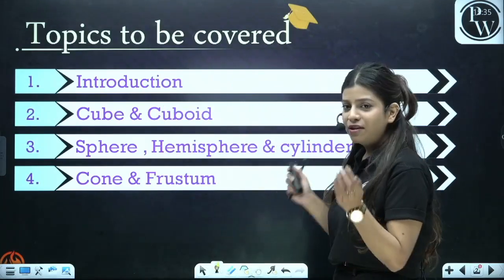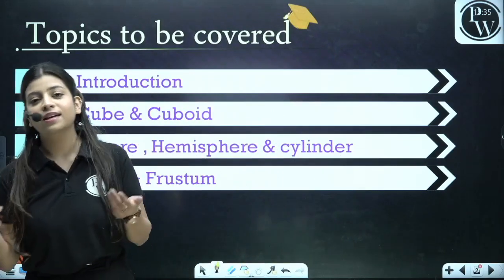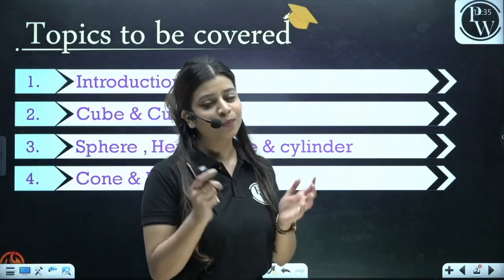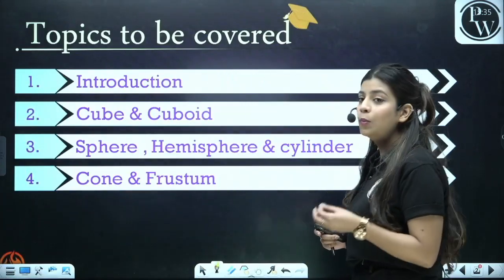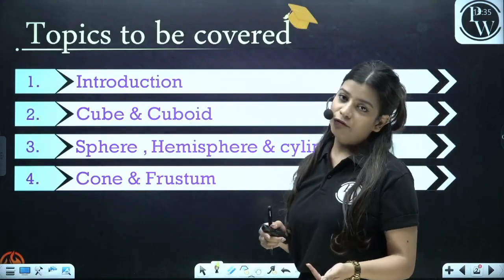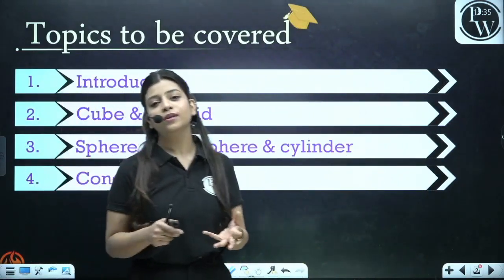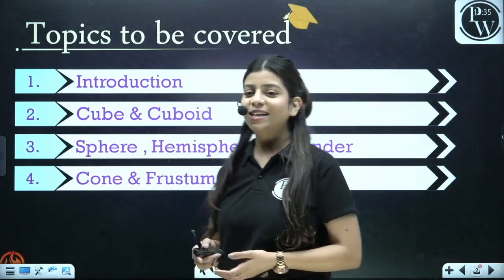So first of all, we have the introduction to the chapter, of course, that is needed. And why do we need to study the surface areas, the volumes, and what is it all about? The second thing which we have is the cube and cuboid. We have hemisphere, sphere, and cylinder, cone, and frustum. So these are the topics which we are going to discuss in this particular chapter. So let's begin with it.